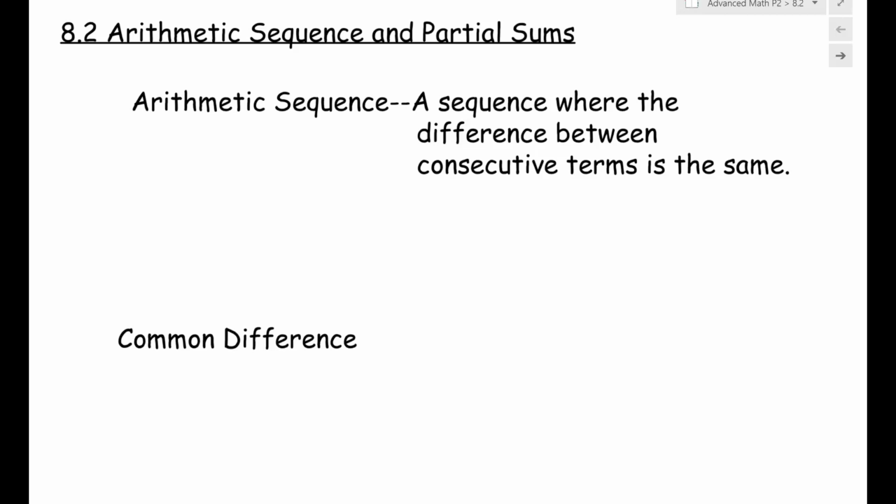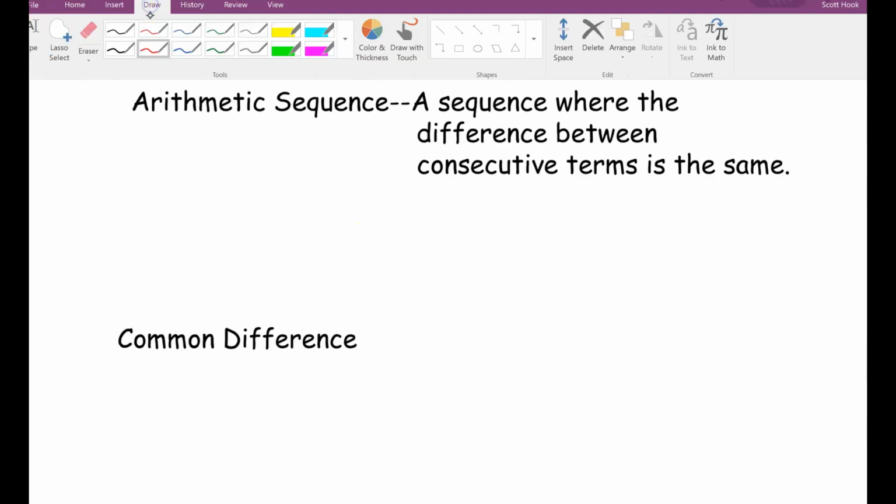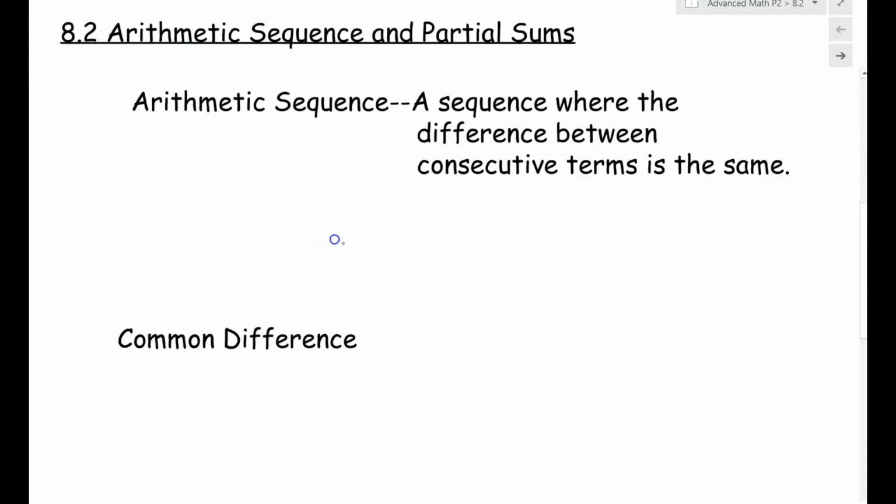Actually, geometric goes faster than arithmetic because once we go through this, it makes a little more sense. All right, so what is arithmetic? It's a sequence where the difference between consecutive terms is the same. Something simple that we've looked at a couple times, like 2, 4, 6, 8. That would be arithmetic.